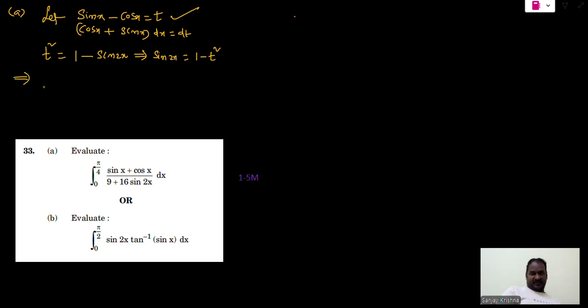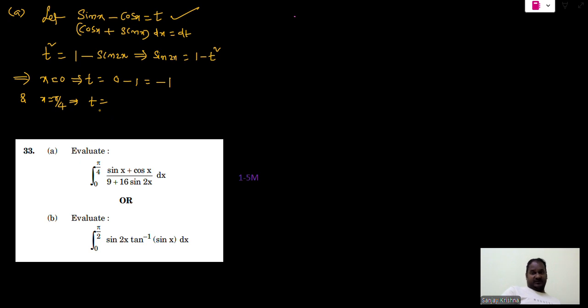That implies integral 0 to pi by 4. Here, the limits should also be changed, right? When x is equal to 0, t is equal to sin x minus cos x. Then, what about the value of t? T is equal to sin 0 is 0 minus cos 0 is equal to 1. So, 0 minus 1 equal to minus 1. Therefore, the lower limit is supposed to be minus 1. What about the upper limit? For the upper limit, x is equal to pi by 4 should be substituted. X is equal to pi by 4. Then what about t? T is equal to sin pi by 4 minus cos pi by 4.